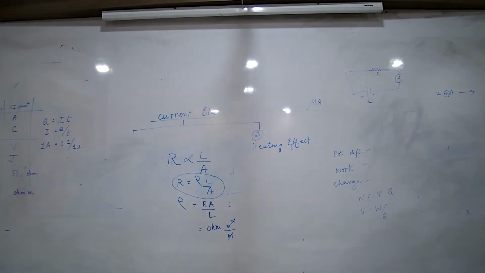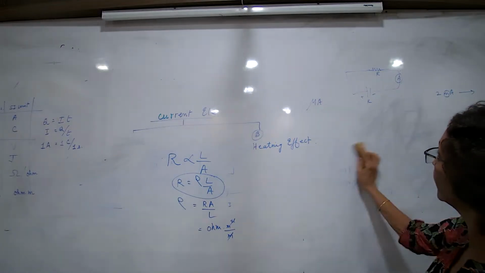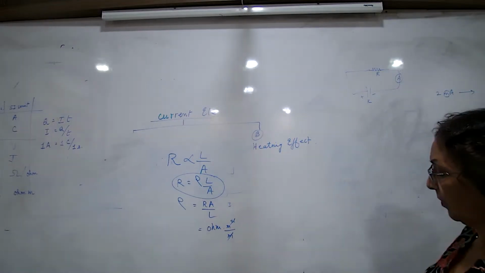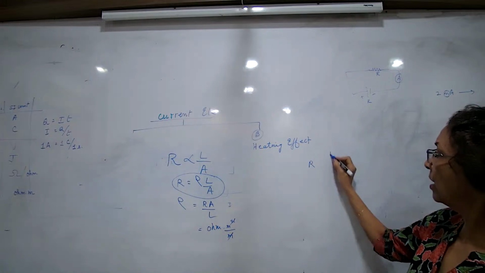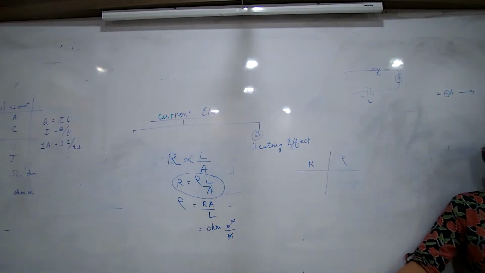Divyanshi, resistance and resistivity. These are two terms that we are talking about. Resistance and resistivity. Tell me, how do we differentiate resistance and resistivity? R and rho. How do we differentiate?